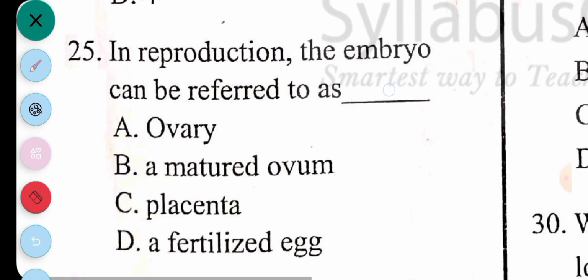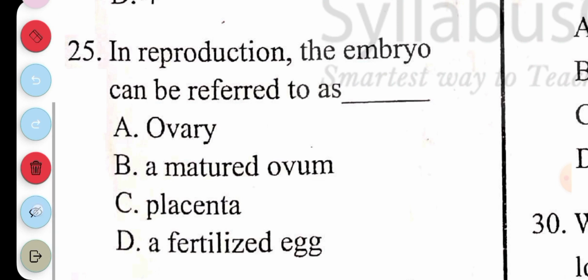Question 25. In reproduction, the embryo can be referred to as A, ovary, B, a matured ovum, C, placenta, D, a fertilized egg. And the answer to this question is D, a fertilized egg.